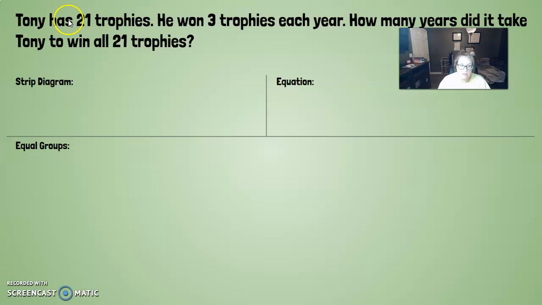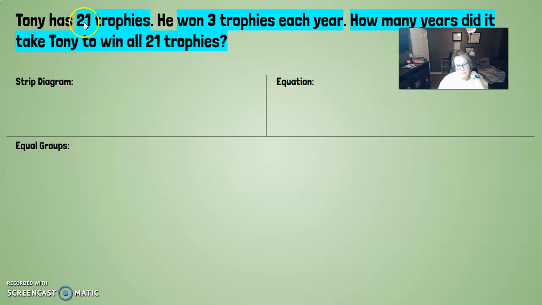Here is my next question. It says Tony has 21 trophies. He won 3 trophies each year. How many years did it take Tony to win all 21 trophies? So I've read the problem one time, but I'm going to read it again and highlight the important information. Tony has 21 trophies. He won 3 trophies each year. How many years did it take Tony to win all 21 trophies?